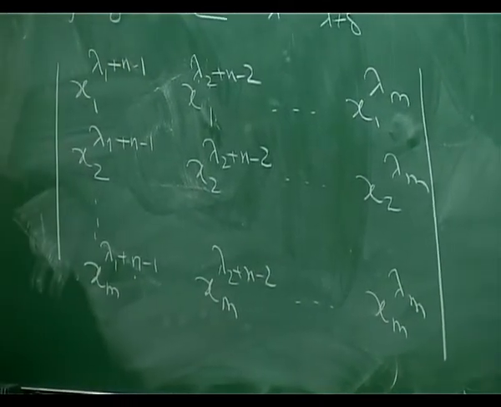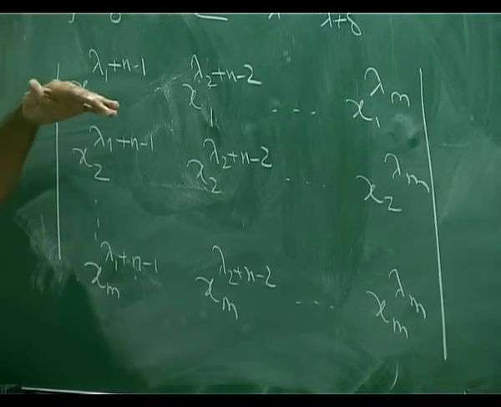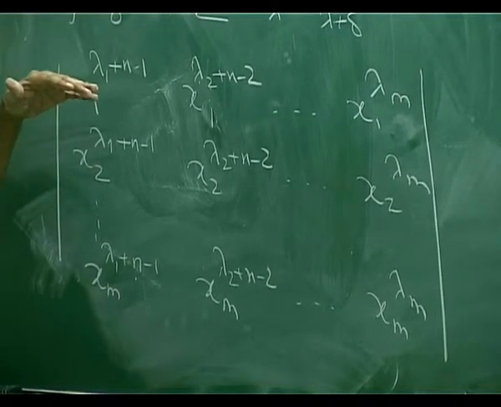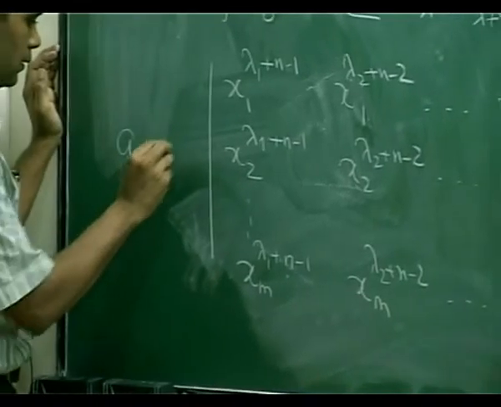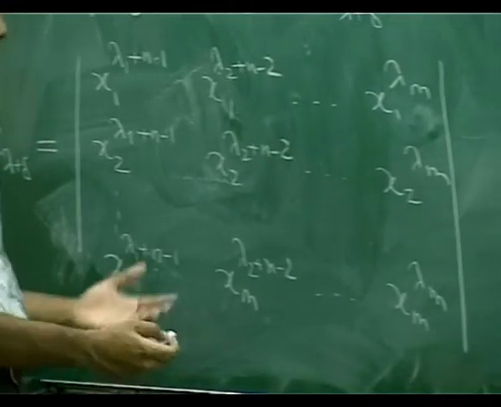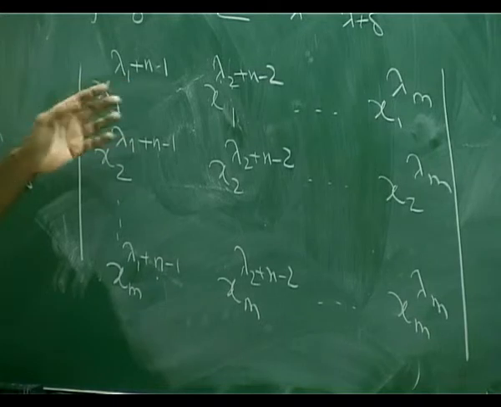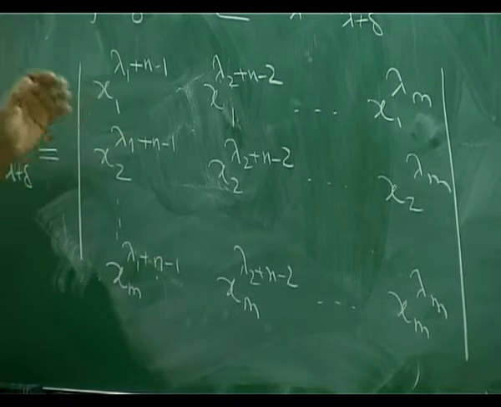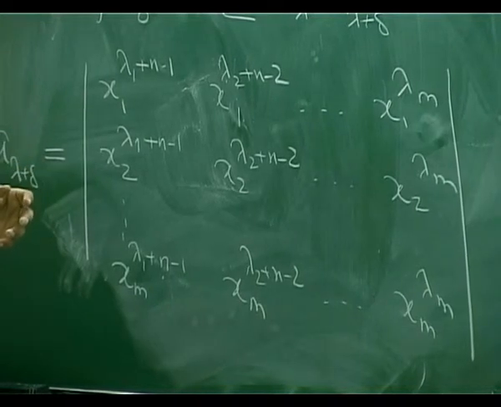Now if you expand this out as an alternating sum over the symmetric group, this is A lambda plus delta. Suppose you expand this out, then you get a sum over the symmetric group where you take the i, w(i)'th element and multiply them all, right?